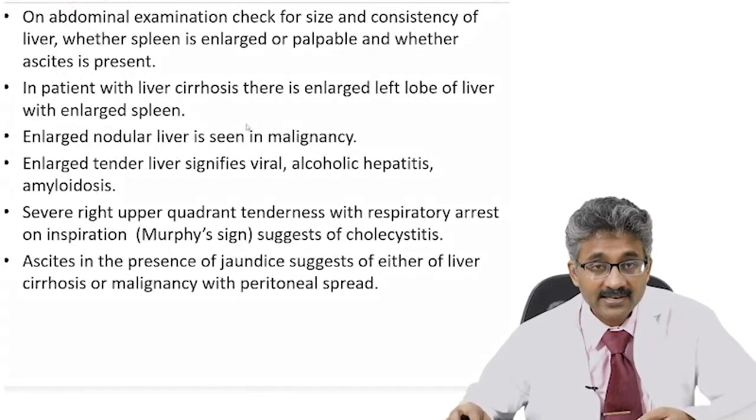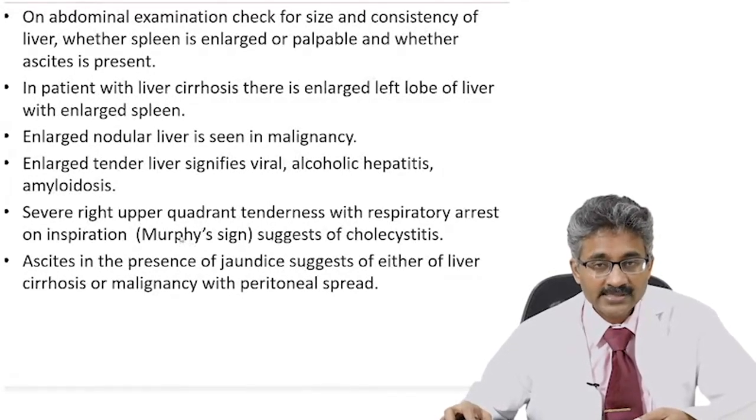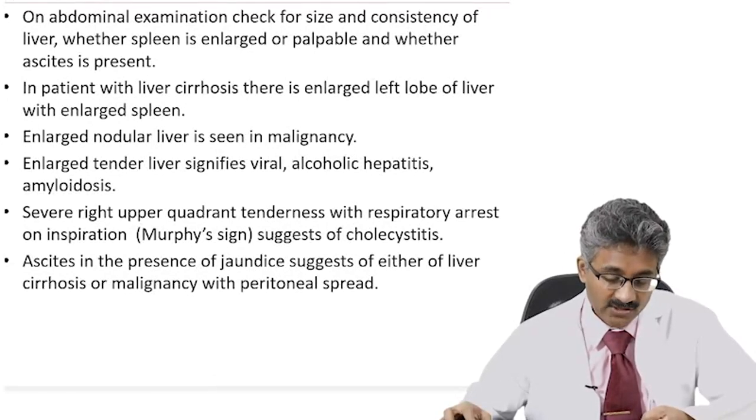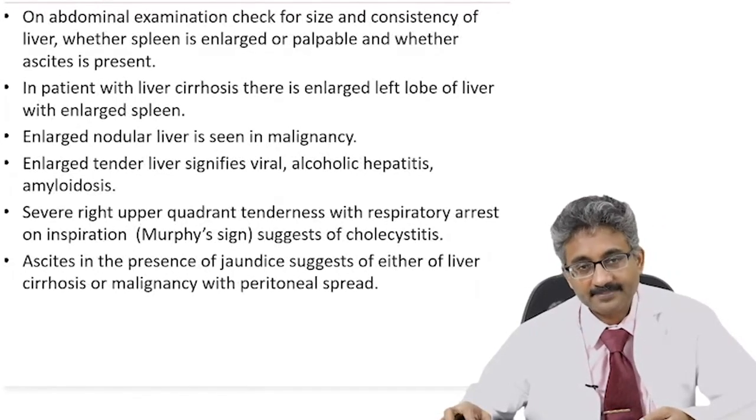So look for the size of the liver and whether ascites is present. A nodular liver can be seen in cirrhosis and malignancy. Tender liver, viral hepatitis, alcoholic hepatitis. Murphy's sign, cholecystitis. Then ascites in the presence of jaundice could be due to cirrhosis or malignancy with peritoneal spread.